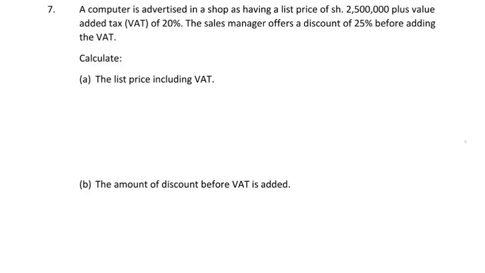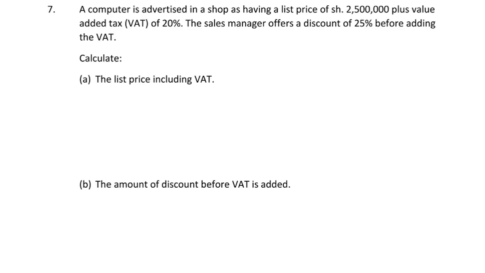Okay, so we are moving on to question number 7. A computer is advertised in a shop as having a list price of 2.5 million plus value added tax of 20%. The sales manager offers a discount of 25% before adding the VAT. Okay, so part A of the question, find the list price including VAT.